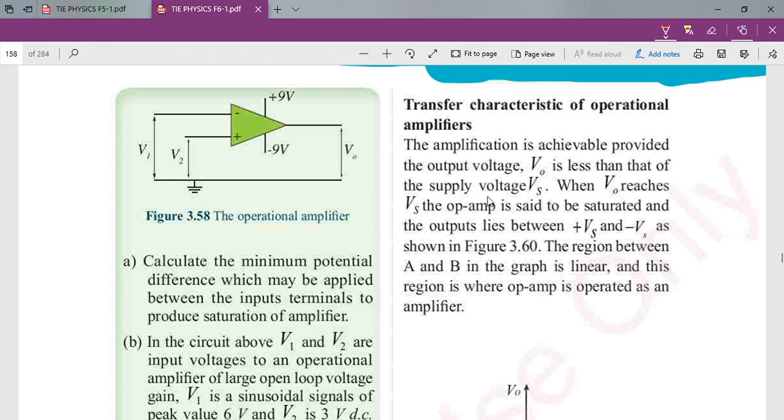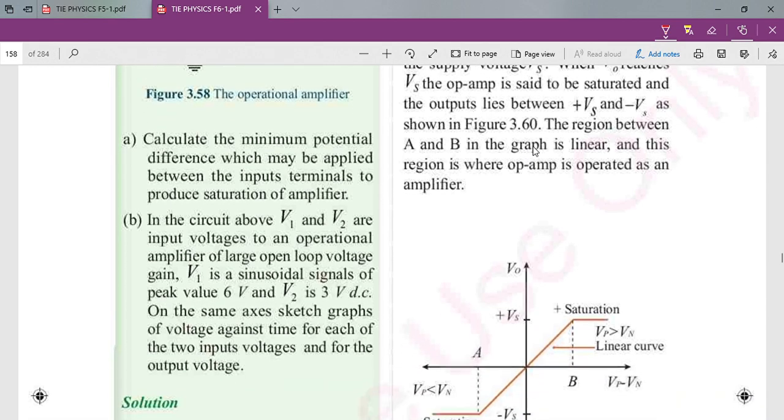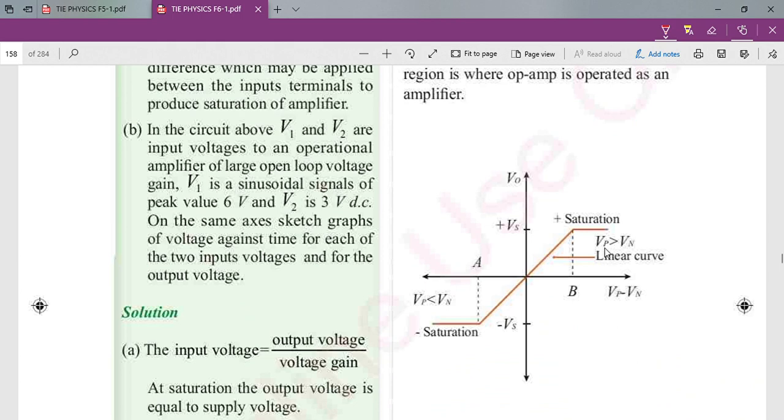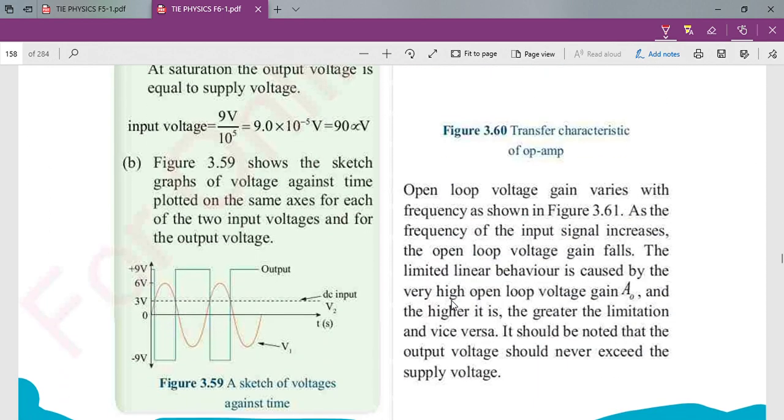We also have the transfer characteristics of the operational amplifier. As I said, if Vp is greater than Vn, the output is positive, which is why this curve lies in the positive. But if Vp is less than Vn, the output is negative, so as you can see, this graph lies on the negative side.